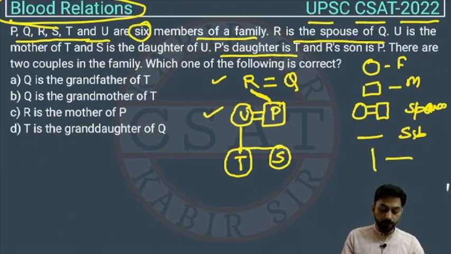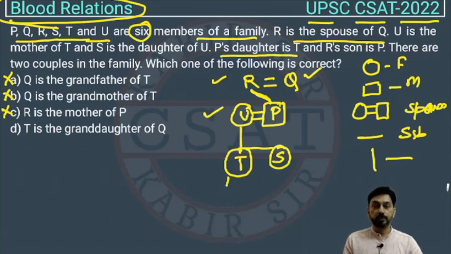So option A, Q is the grandfather of T. T is here. So Q is grand, but we don't know the gender of Q. So Q can be grandmother or grandfather, right? So option A is wrong. Option B, Q is the grandmother. We don't know the gender of Q. Option C, R is the mother of P. We don't know the gender of R also. So option C is also wrong. Now the remaining option is D. So D will be the answer.